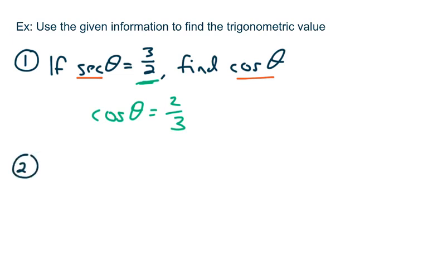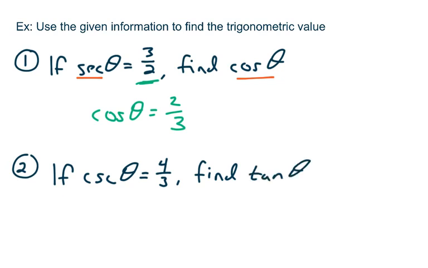Number 2, if the cosecant, CSC, of theta is equal to 4 over 3, what I want you to do is find the tangent of theta. Now, if you look back at your identities, what you're going to find is that none of the identities directly relate cosecant and tangent.